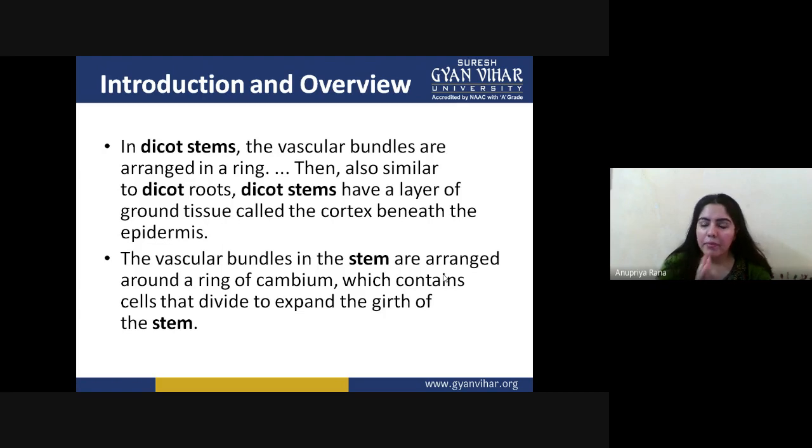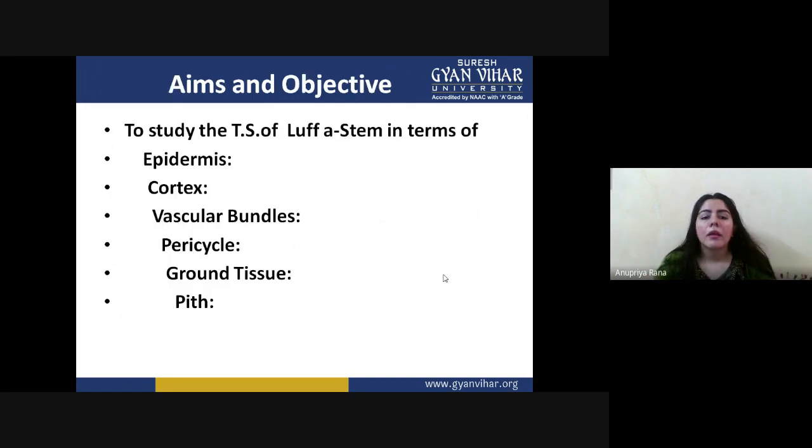And if the cambium is present in any part, not just the dicot stem but the dicot root or sometimes the dicot leaf, its major purpose there is only to increase the girth, or the width, of the plant. Now these will be our aims and objectives, on which we will study the epidermis, cortex, vascular bundle, pericycle, ground tissue, and pith. These are the points we will be discussing when we study the Luphi stem, which is basically the dicot stem.